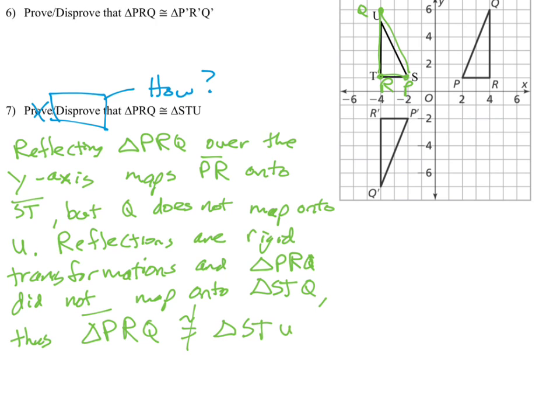I don't know why I put a Q here. This should be a U. My bad. U. There we go.